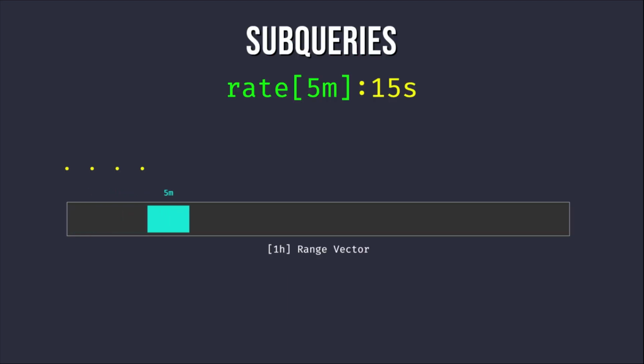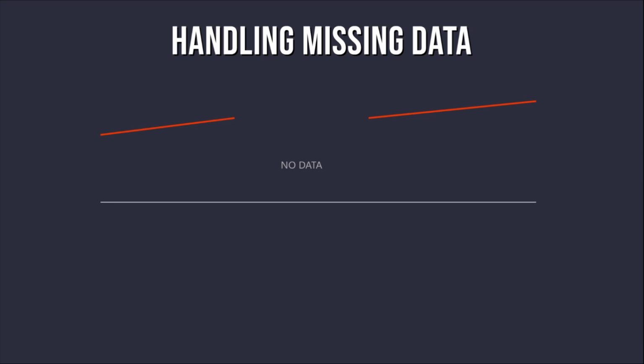Subqueries allow you to perform an aggregation over a time range and then immediately aggregate the resulting instant vector again. The syntax uses square brackets followed by the duration and an optional resolution, for example, 5 minutes, 15 seconds. A common use case is calculating the maximum 5-minute rate observed over the last 1 hour. This requires calculating the rate over 5 minutes, then using max_over_time on the resulting range vector over the 1-hour period. Subqueries are necessary when the final aggregation depends on the time series behavior within a shorter rolling window.